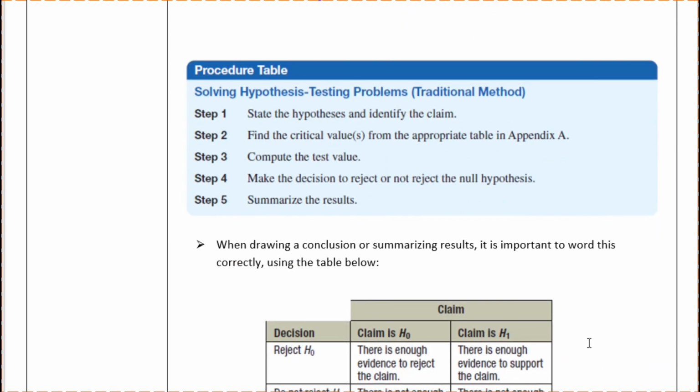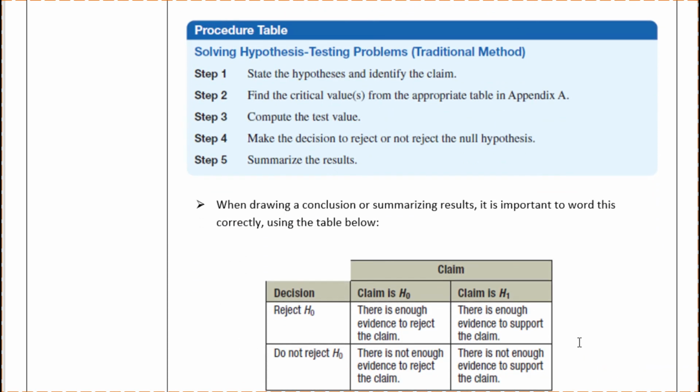All right, so let's discuss the process for hypothesis testing. So step 1, identify your hypotheses, identify the claim. We did that in the other problems earlier, stating the hypotheses. Step 2, find the critical values. Kind of showed you how to do that here, for Z anyways. Step 3, compute the test value. We haven't done that yet, so this will be in future lessons here.